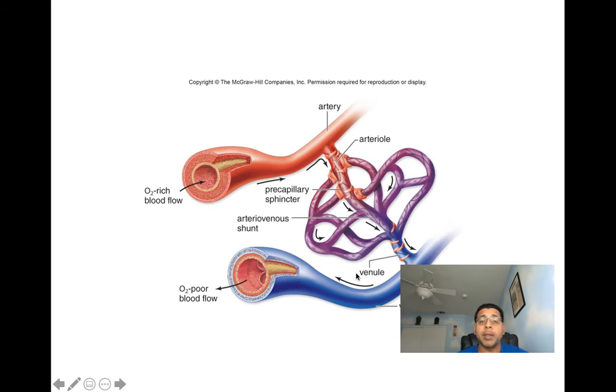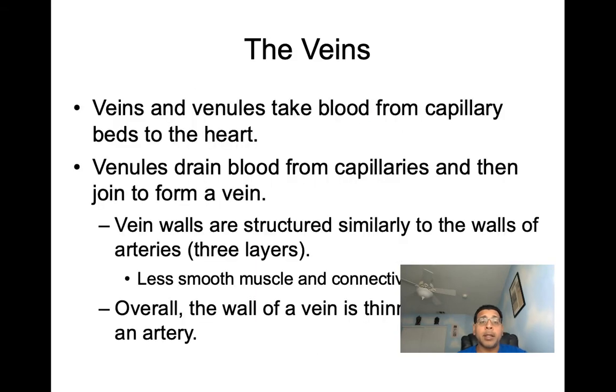So pretty neat system. All right, next let's check out our veins. Now when we talk about our veins, I want you to know our veins and our venules take blood from the capillary beds to the heart. First, we have our venules. Our venules are the small veins, and they're going to drain blood from our capillaries, and then multiple venules will join together to form a vein.